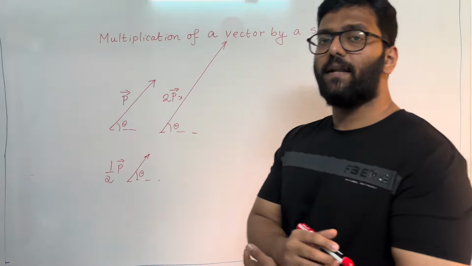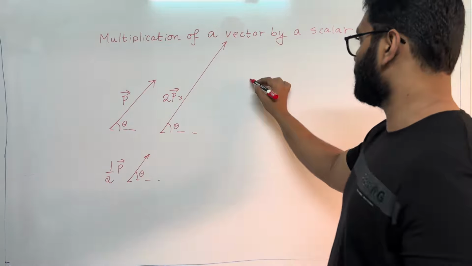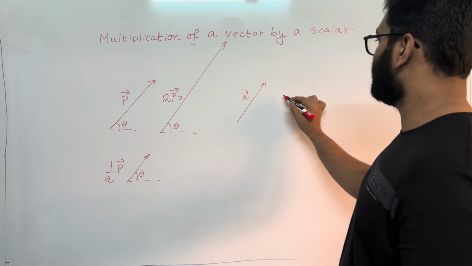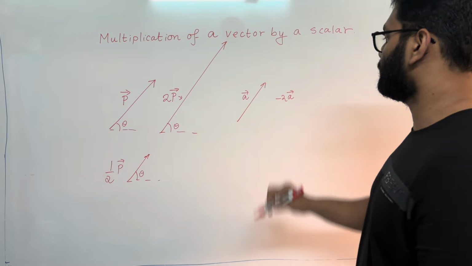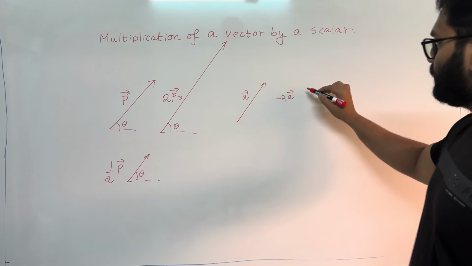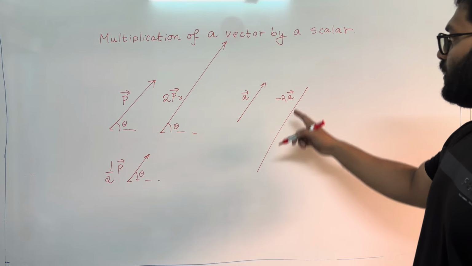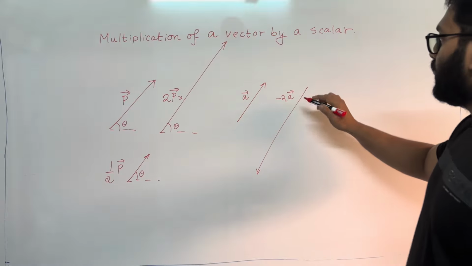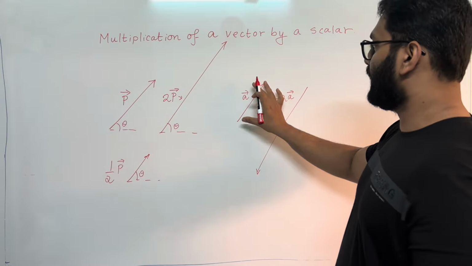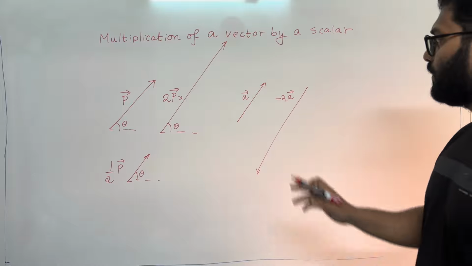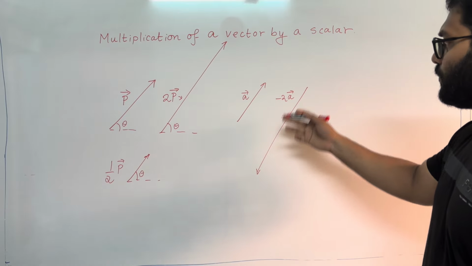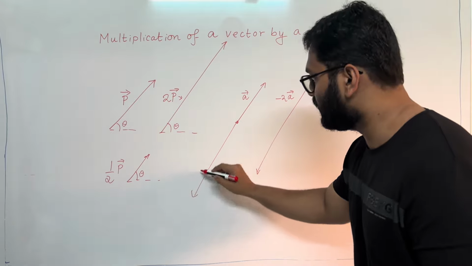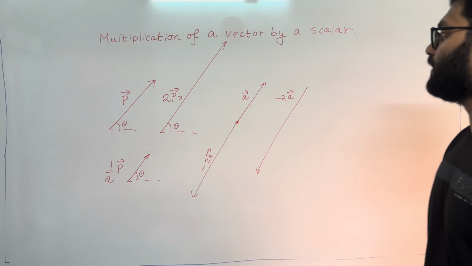But what if I multiply with a negative number? Suppose again I draw a reference vector a bar, and let's say I multiply with a negative number, minus 2. Then what will happen? This vector will have a different direction, 180 degrees opposite, but the magnitude will be double. It has double magnitude, but the direction is different, on the opposite side, exactly 180 degrees opposite. If I draw it here, you will see it is like this, correct?